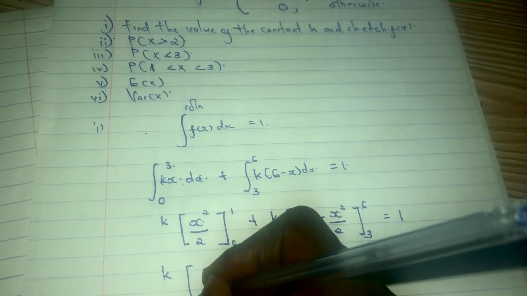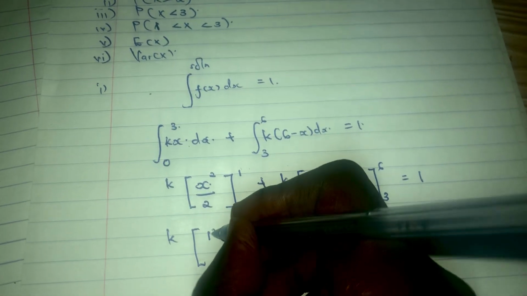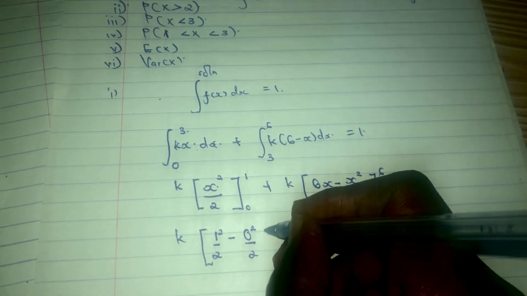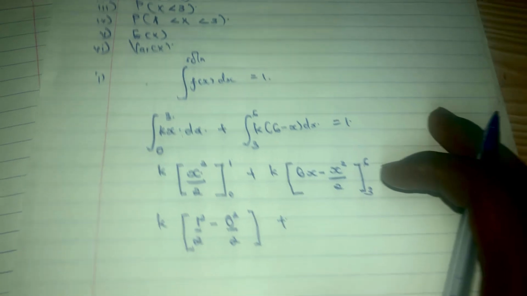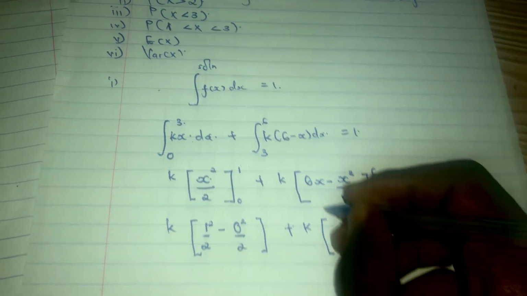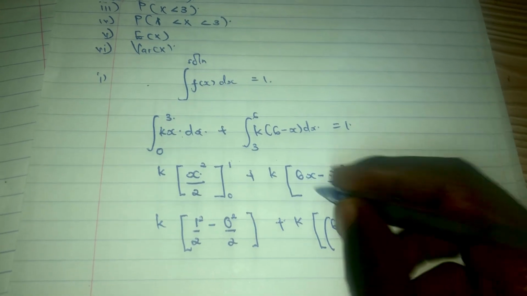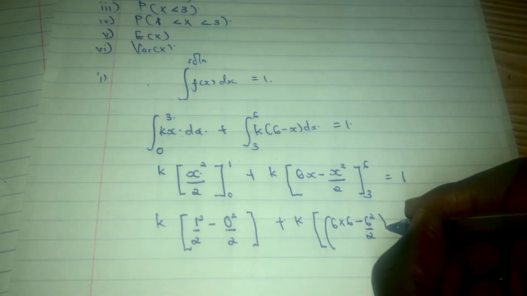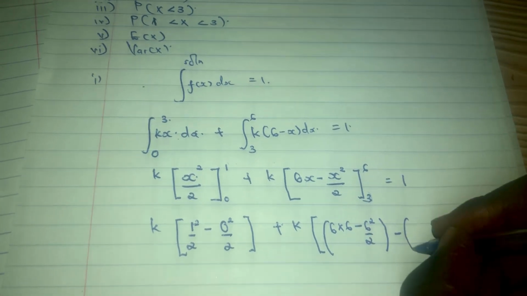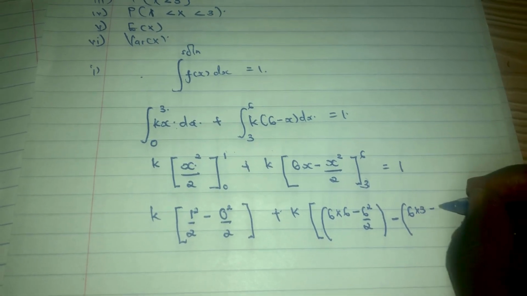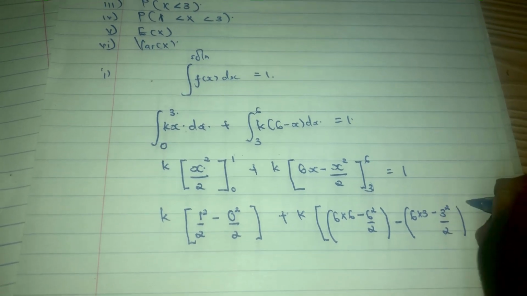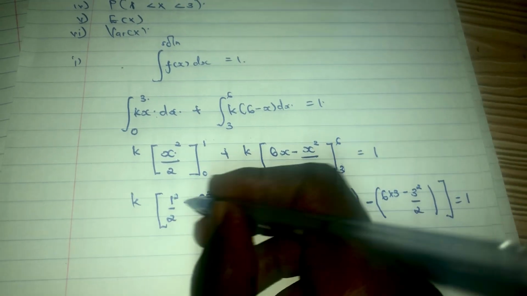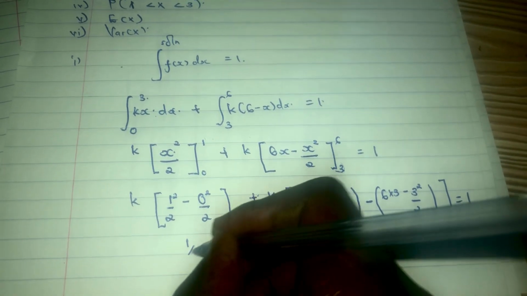So k will be equal to, when you put in the limits, you start with the first interval, 1 squared over 2 minus, if you put in the next limit, 0 squared over 2, are we together? Plus k, the first one we shall put in 6, where there is x you put 6, minus 6 squared over 2, together. Then you subtract what you get when you put in the 3: 6 times 3 minus 3 squared over 2. And here you equate this to 1. So when you get this, a half minus 0 over 2 will give you a half k.